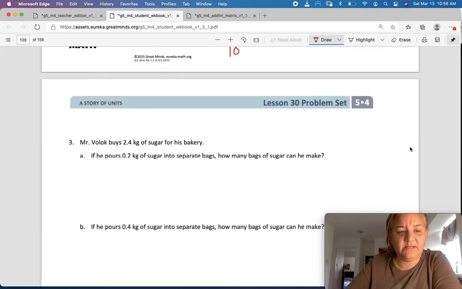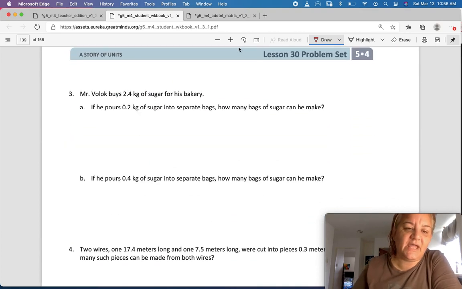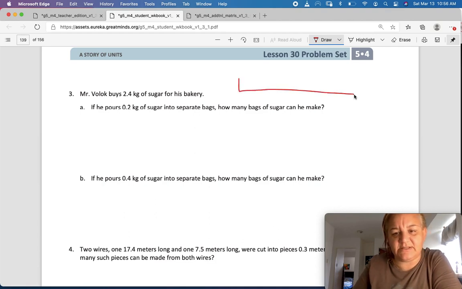Okay. Number 3, Mr. Volok buys 2 4/10 kilograms of sugar for his bakery. If he pours 2/10 of a kilogram of sugar into separate bags, how many bags of sugar can he make? Okay, so I'm just going to draw a little tape diagram because we've been using tape diagrams a lot, so I think some of you are probably thinking in that way.